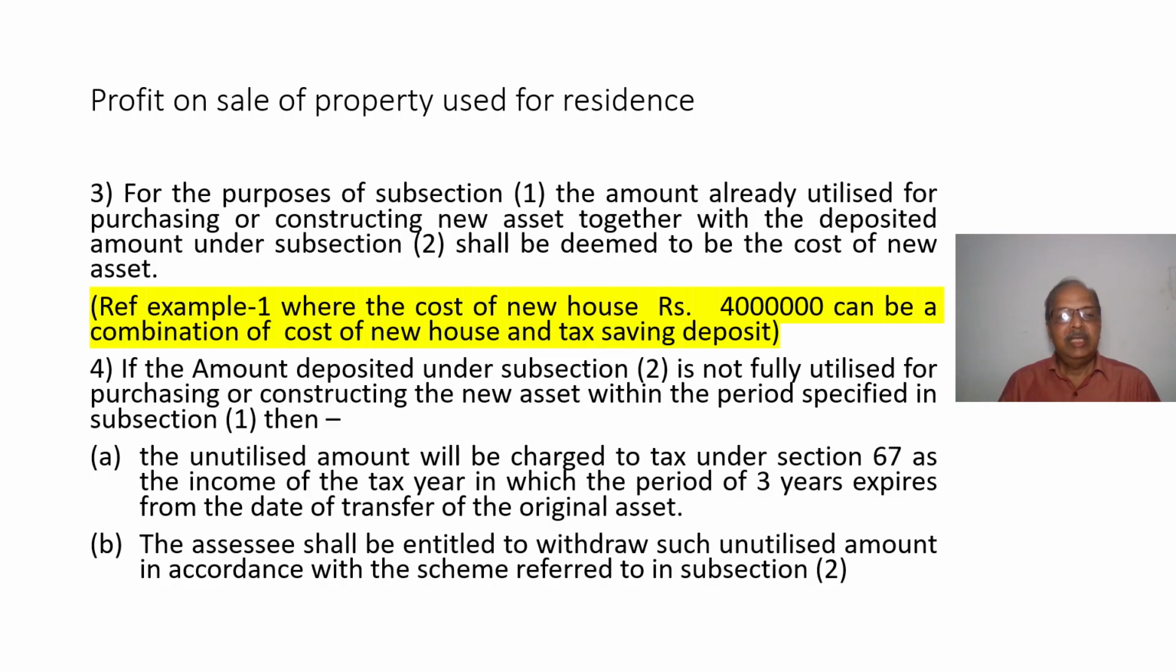And subsection 4: if the amount deposited under subsection 2 is not fully utilized for purchasing or constructing the new house within the period specified in subsection 1, then the unutilized amount will be charged to tax under section 67 as the income of the tax year in which the period of 3 years expires from the date of transfer of the original asset. If the amount deposited in the tax saving account is not utilized within a period of 3 years for purchase of the new asset, then that amount shall be chargeable to income tax.